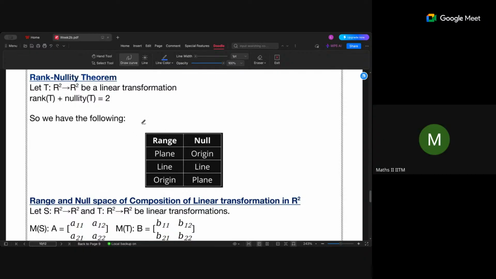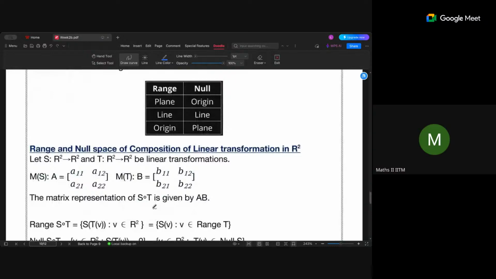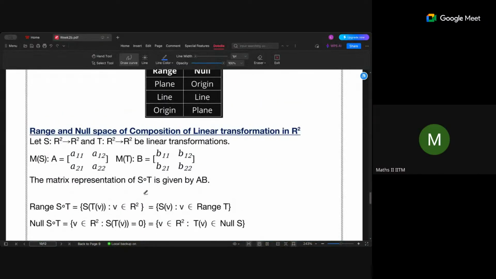And how to compute the range and null space, we have seen quite some examples now. By now, I guess the range and null space of a transformation should be clear. So the next step, we are moving to the range and null space of a composition of linear transformations. Composition of linear transformations is simply like composition of functions. You know how to do composition of functions, right? The composition of linear transformations acts in the same way. The advantage here is that the matrix representation is simply the matrix multiplication of the respective matrices.